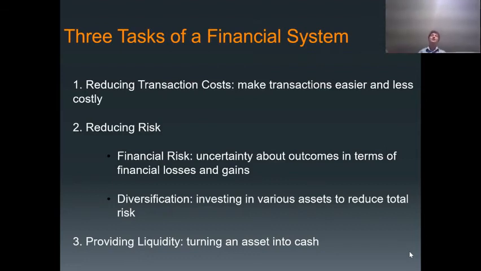And the third task of the financial system is to provide liquidity. So when you give your money to somebody and turn it into an asset, you are going to eventually want your asset to turn into cash, or you want convertibility eventually of your asset into cash. Because say there's some sort of downturn in your luck, you need quick cash, you want a way to get your money back. So that is the third task of the financial system.